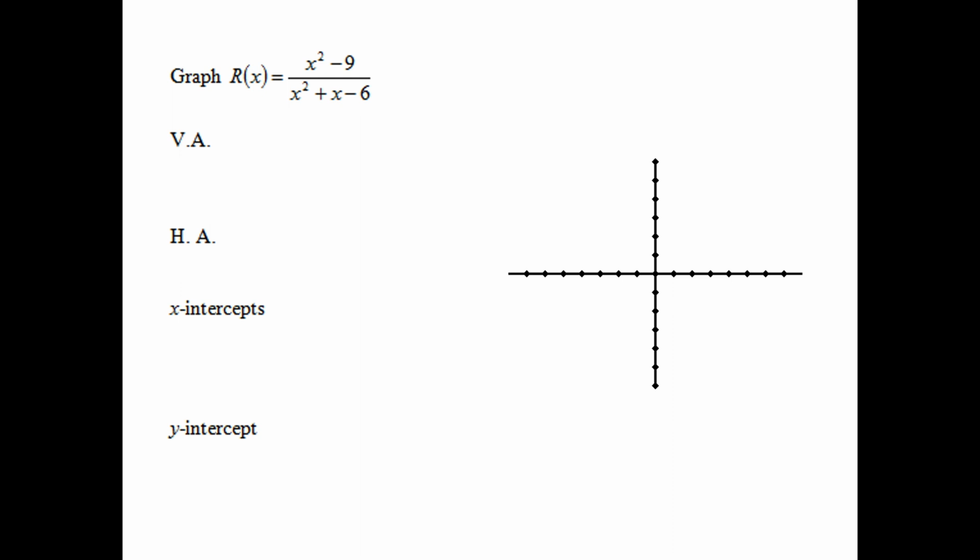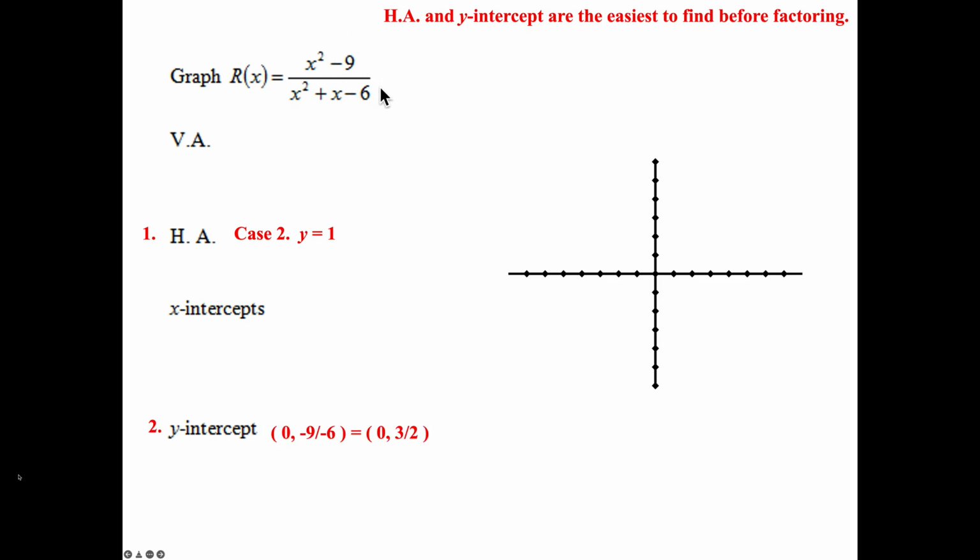Okay, next example. We are in polynomial form, so let's take care of the y's. X squared over x squared, same powers, horizontal asymptote, y equals 1. That's case number 2. Y-intercept, negative 9 over negative 6. Let's see, that's positive 9 over 6. That would be a positive 3 halves. So 0, 3 halves.